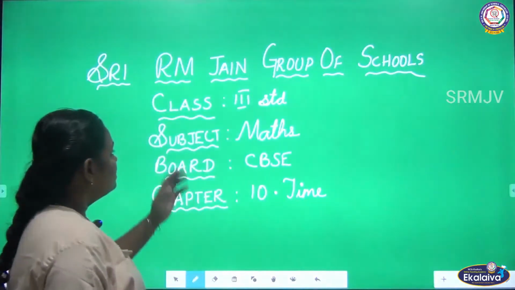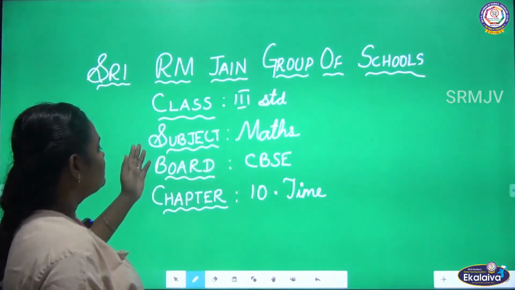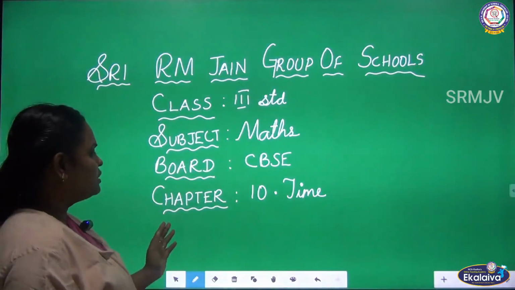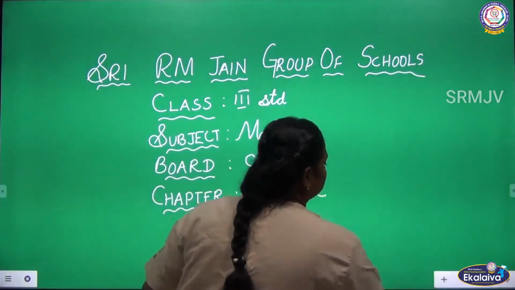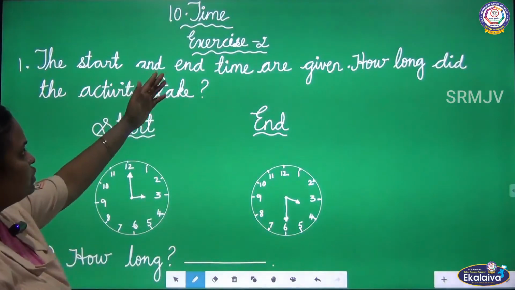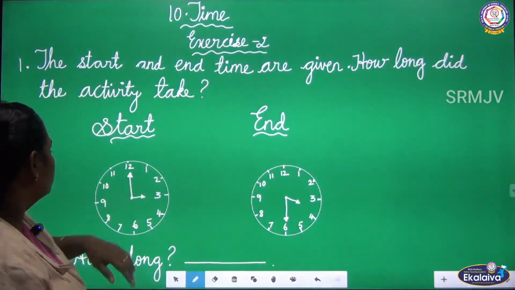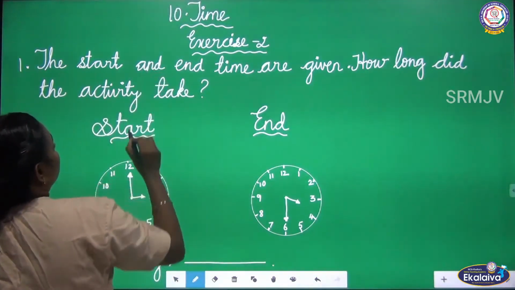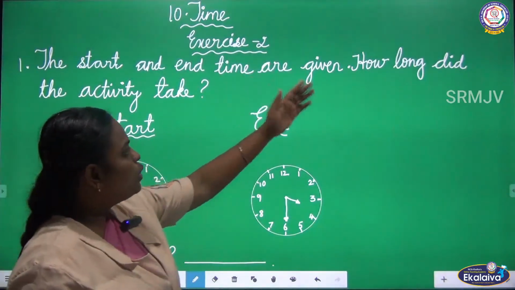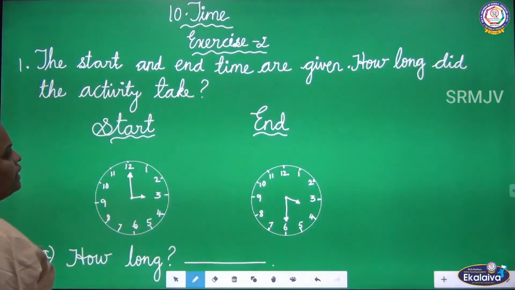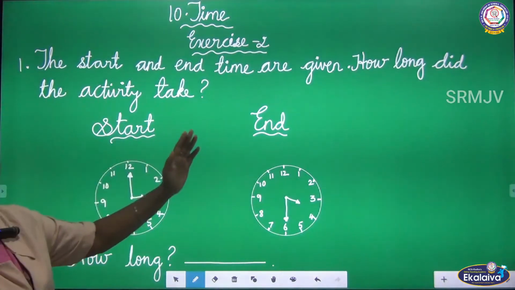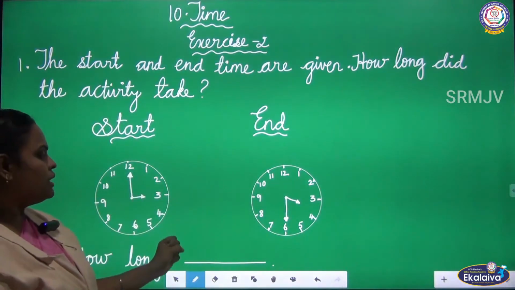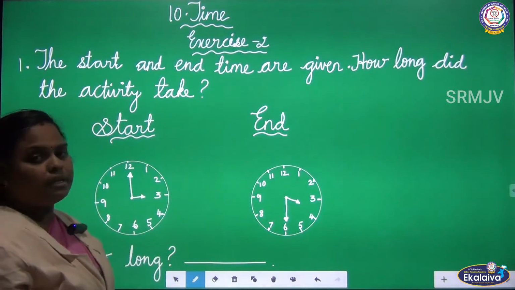Today we are going to see class 3rd standard subject Maths, CBSE, chapter 10, Time. In the chapter Time, today we are going to see exercise 2, the start and end time. The start and end time are given. How long did the activity take? They have given the starting time and the ending time, so we have to calculate how long the given activity took place. We have to write the timing.